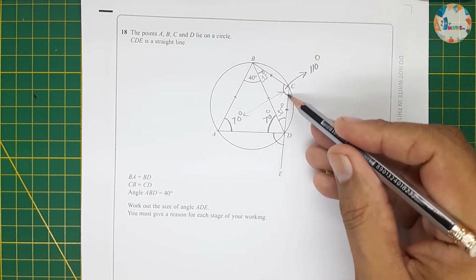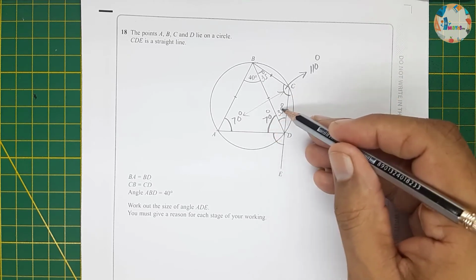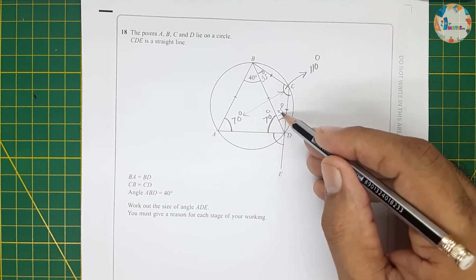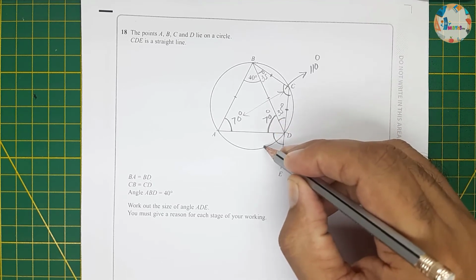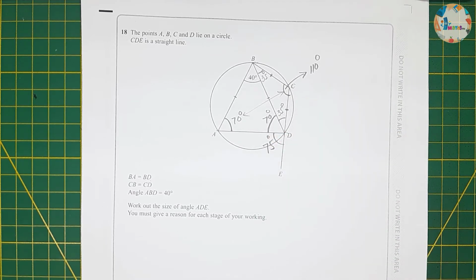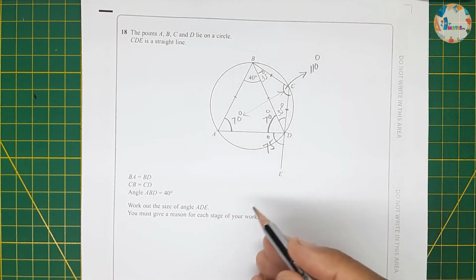Now we know CDE is a straight line, so 180 minus these two angles, which is 70 plus 35, that is 105, so this will be 75 degrees. This will be our answer, which is 75 degrees. Now we have to give the reasons. We have to write them in the answer. I have explained it, now we can write the steps.